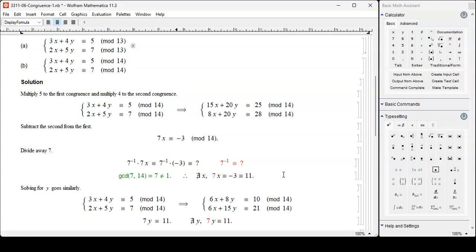I have to invert 7. I can't do that modulo 14, but yes, I can do that modulo 12, modulo 13. So is it a coincidence, or is 7 really a fundamental quantity here?